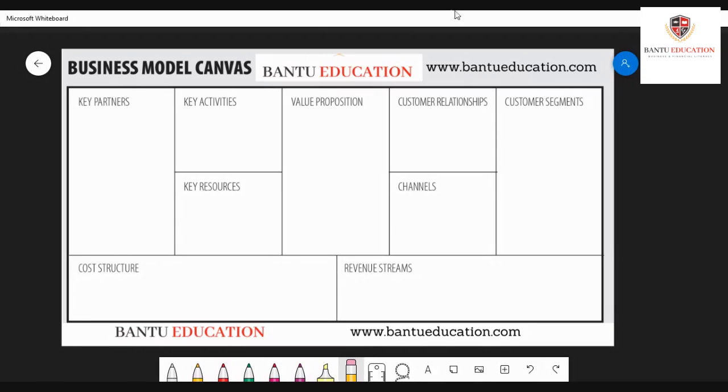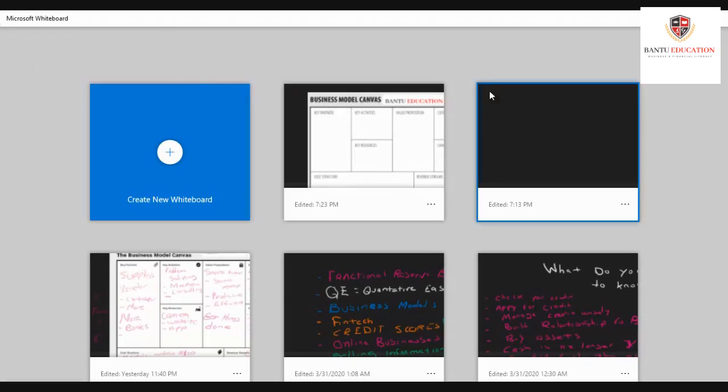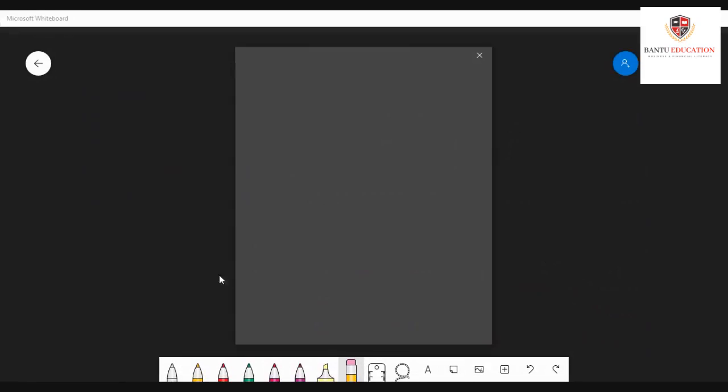So first of all, let's define what a business model is, right? Let me see if I can bring another tab here. What is a business model? Because a lot of people hear that term. Well, in essence, a business model is how you create value, right? How you plan to create value, how you plan to deliver that value, and how you plan to capture that value. So that's what a business model is, right?